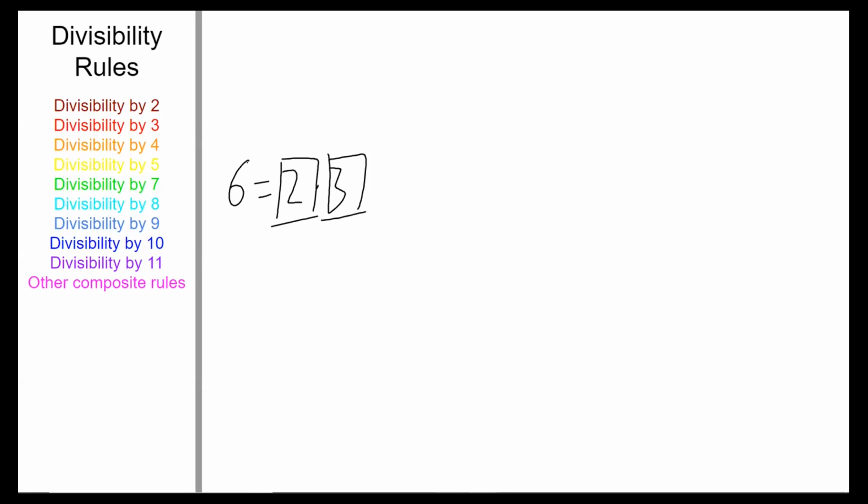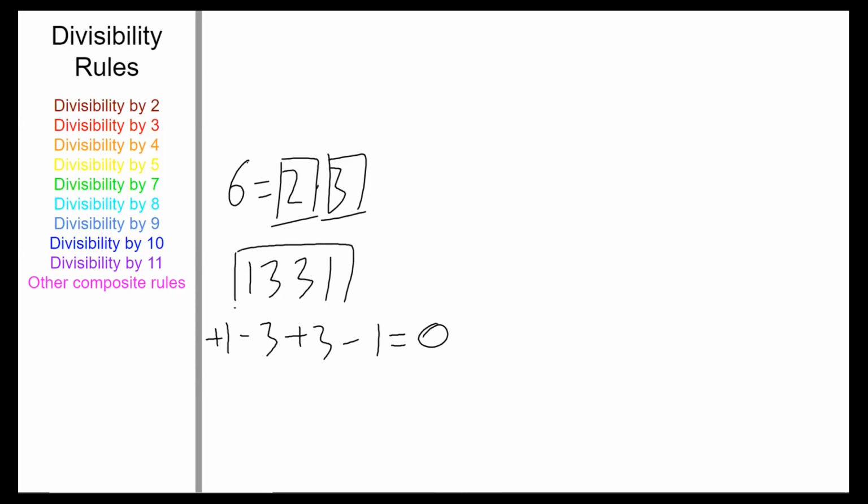And just to be clear, divisibility by 11 is, let's say I gave you a number 1,331. So alternating digits would mean 1 plus 1 minus 3 plus 3 minus 1. And if this number is a multiple of 11, and 0 counts, then the original number is divisible by 11.